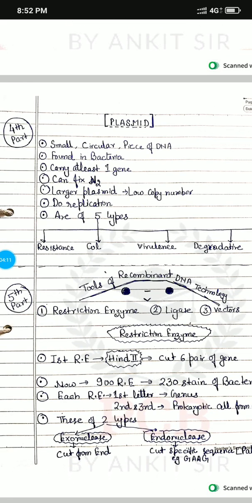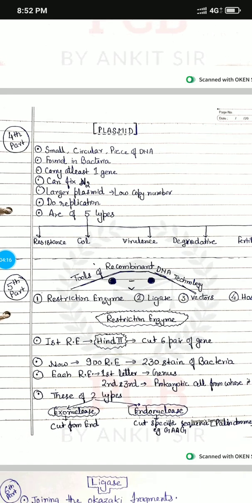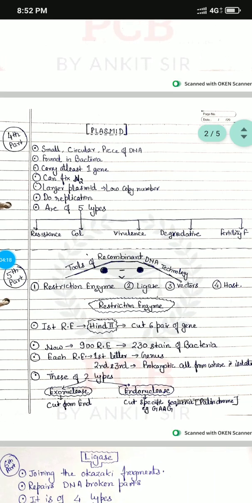So the next part is the fourth one. What are the tools used in recombinant DNA technology? The tools which are used in recombinant technology are four. Number one, restriction enzyme. Number two, ligase. Number three, vector, and number four, host. The question may arise, what are the tools of recombinant DNA technology? The first one is restriction enzyme.